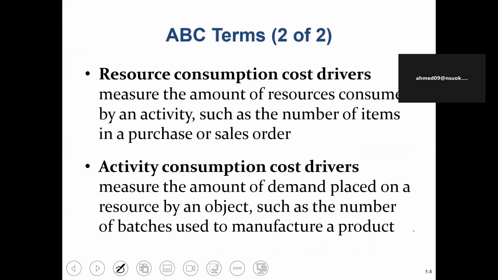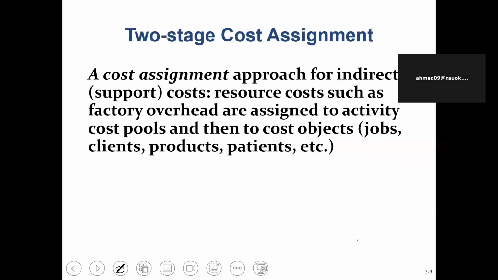ABC terms that you also need to know are the resource consumption cost drivers. This is a measure of the consumption of resources by an activity, for example, number of purchases, sales orders, those kinds of things. An activity consumption cost driver is also a measure of the demand placed on activities by an object, such as the number of gadgets used to manufacture a product.